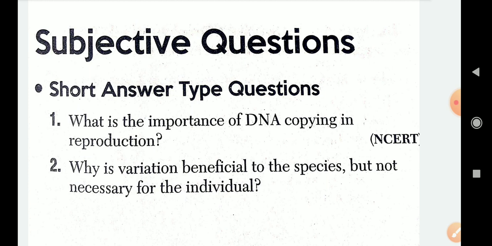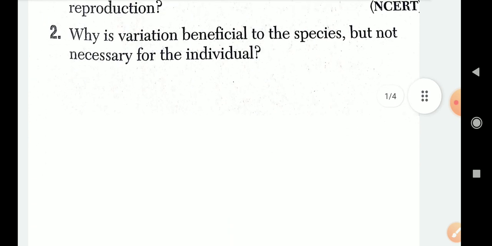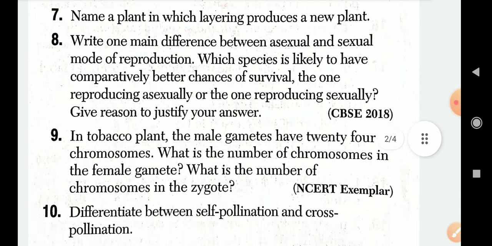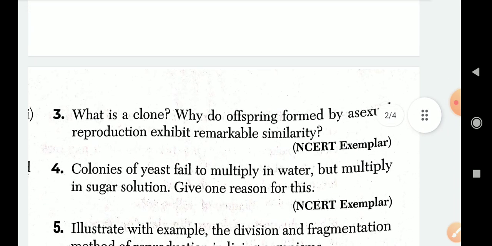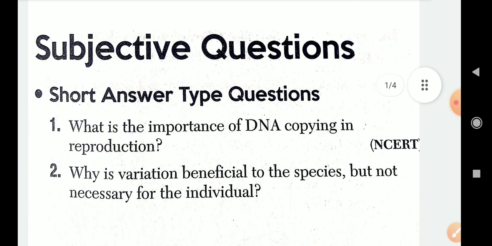Today we are going with some practice questions related to Term 2, and the chapter is Reproduction. These are subjective type and short answer type questions, and here we will discuss at least 10 questions. I think these will be enough for today.